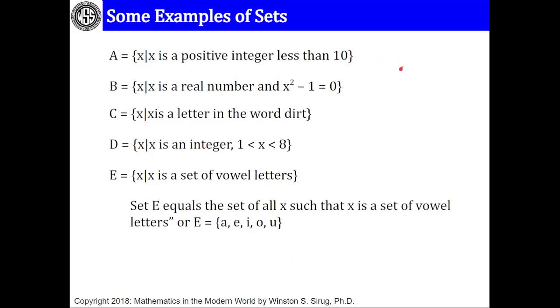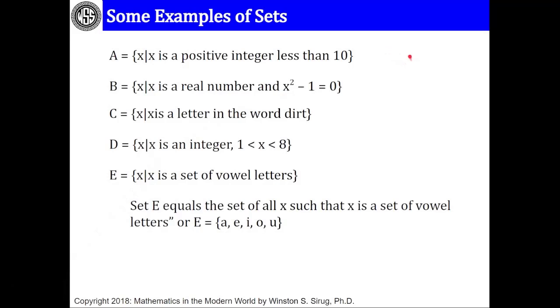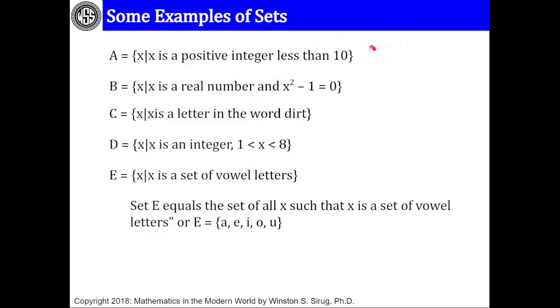Isang number, pwede ba? Ano ba ang mga less than 10? Meron tayong 9. Meron tayong 8, 7, 6, 5, 4, 3, 2, 1. Yan. So, positive integer. So, lahat na pumasok dito sa set na to, pag isinet nyo, is A. So, we have A.